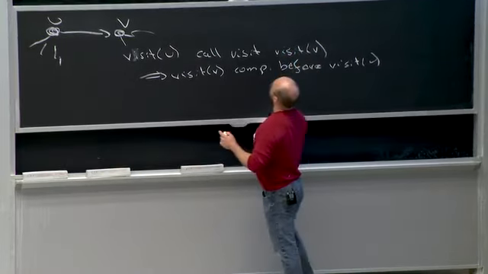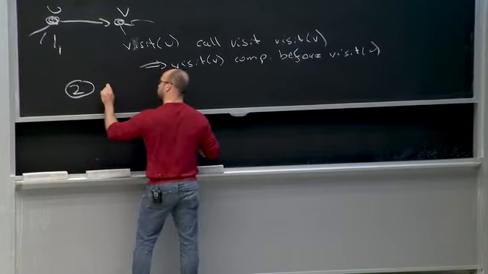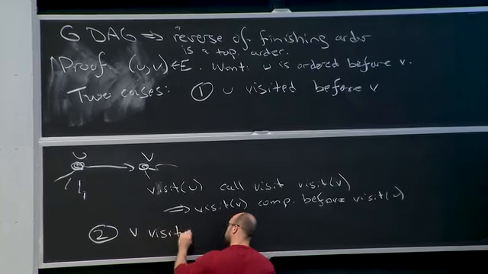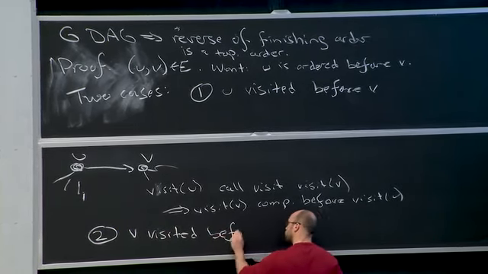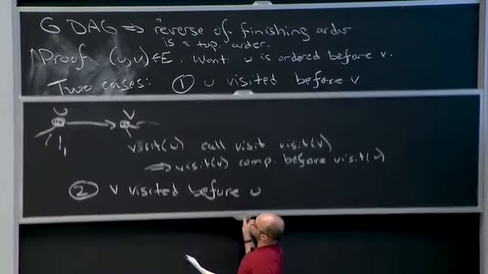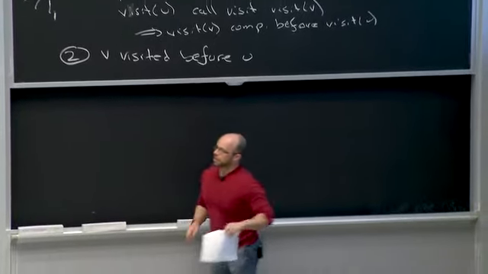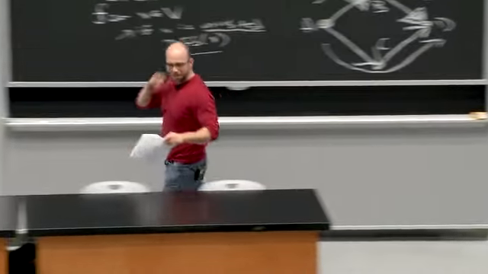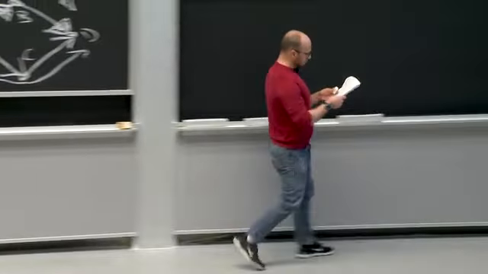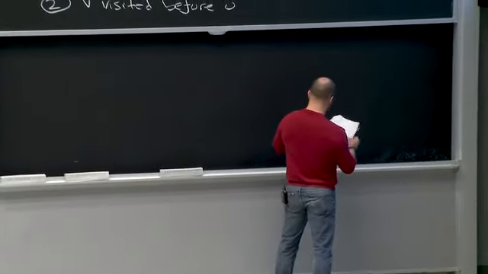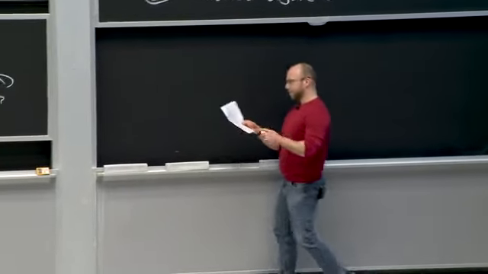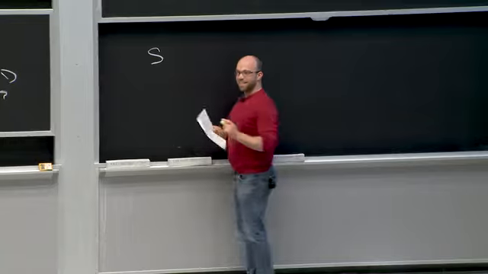Now we have case 2, which is that v is visited before u. Okay, so now I'm going to make one additional observation. I'm going to go back to my other notes because I like my schematic better. So what's our basic picture here? Oh no, you know what it was? I printed out another copy of this. That's okay, I can do it off the top of my head. Okay, so here's my source vertex. His name is S.